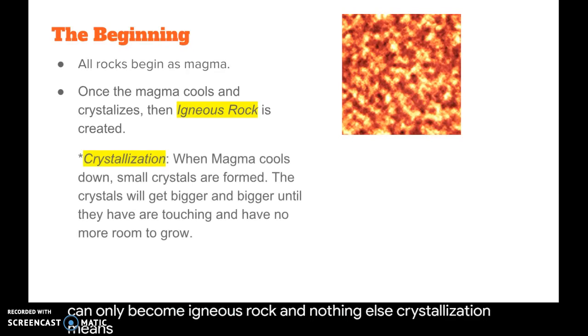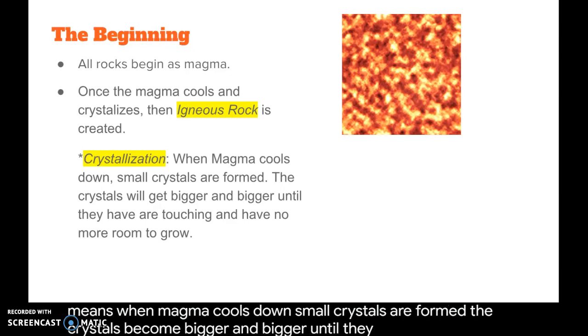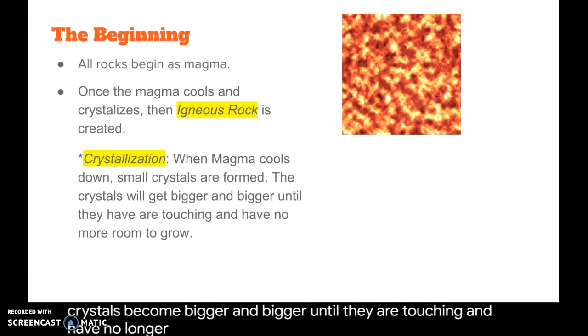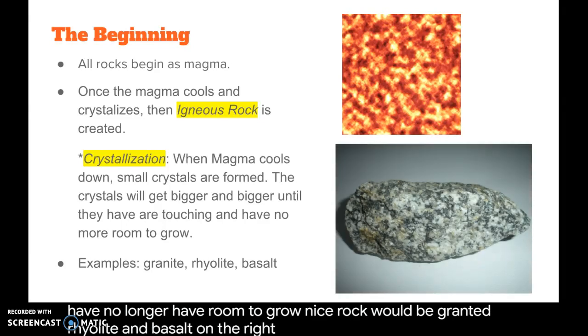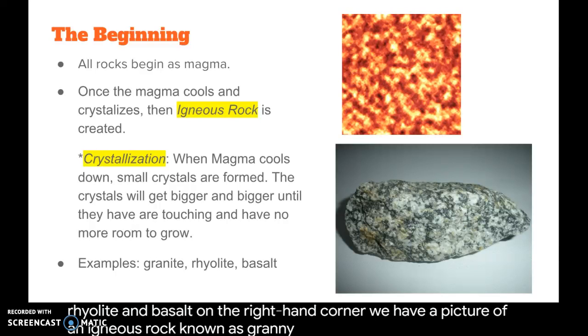Crystallization means when magma cools down, small crystals are formed. The crystals become bigger and bigger until they are touching and no longer have room to grow. Examples of igneous rock would be granite, rhyolite, and basalt. On the right-hand corner, we have a picture of an igneous rock known as granite.